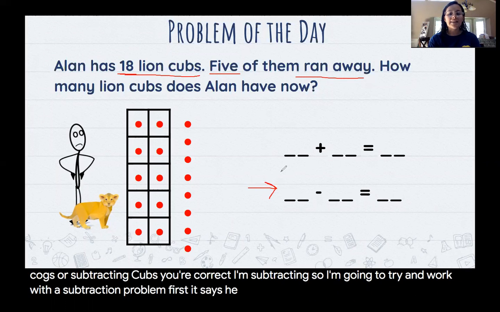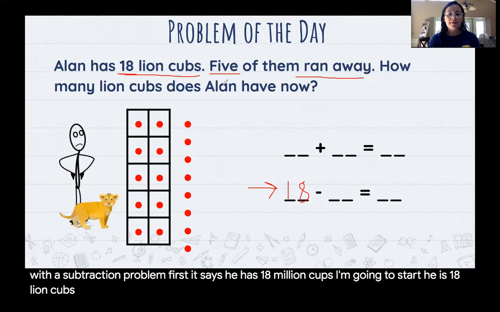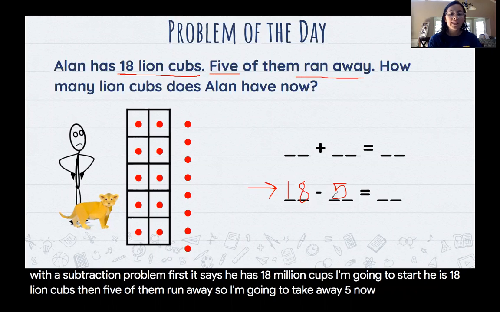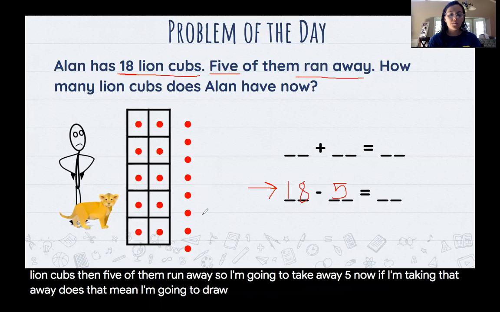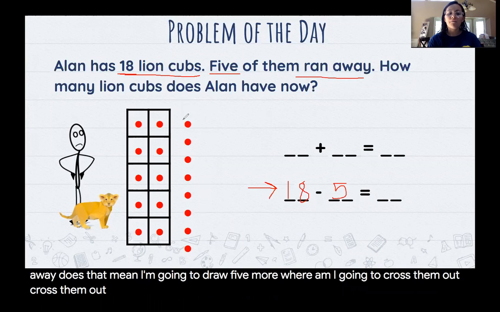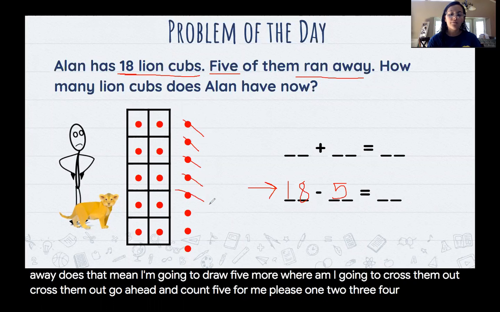It says he has 18 lion cubs. So I'm gonna start, he has 18 lion cubs, then 5 of them run away. So I'm gonna take away 5. Now, if I'm taking that away, does that mean I'm gonna draw 5 more or am I gonna cross them out? Cross them out. Go ahead and count 5 for me, please. 1, 2, 3, 4, 5.